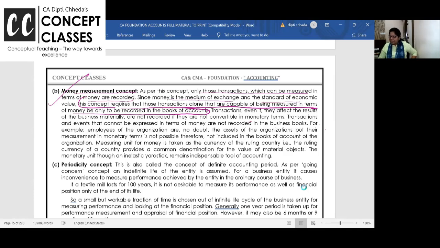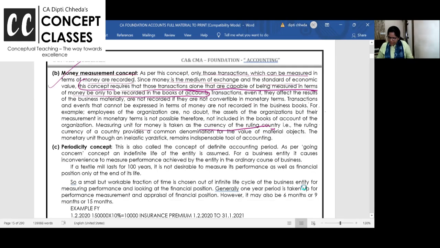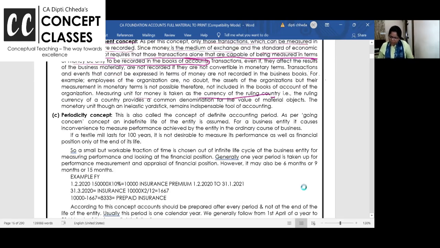They are not convertible into monetary terms. Transactions and events that cannot be expressed are not recorded. The measuring unit for money is the currency, obviously. Whatever currency you're maintaining, you will record. The monetary unit, though an inelastic yardstick, remains an indispensable tool of accounting.